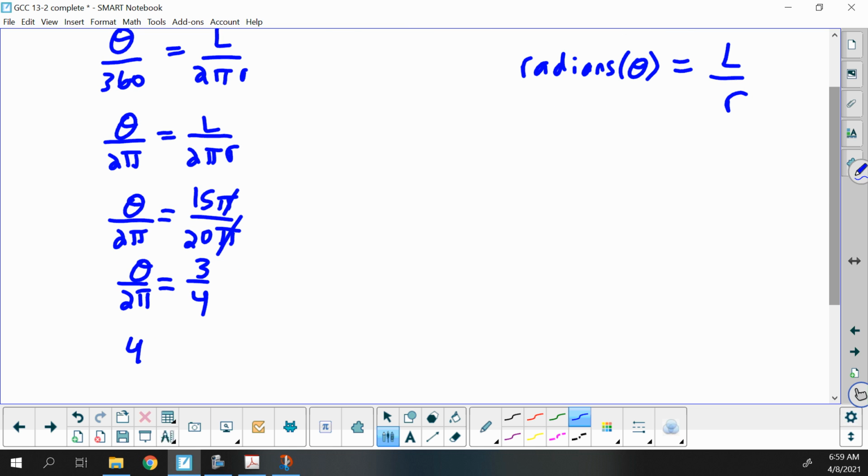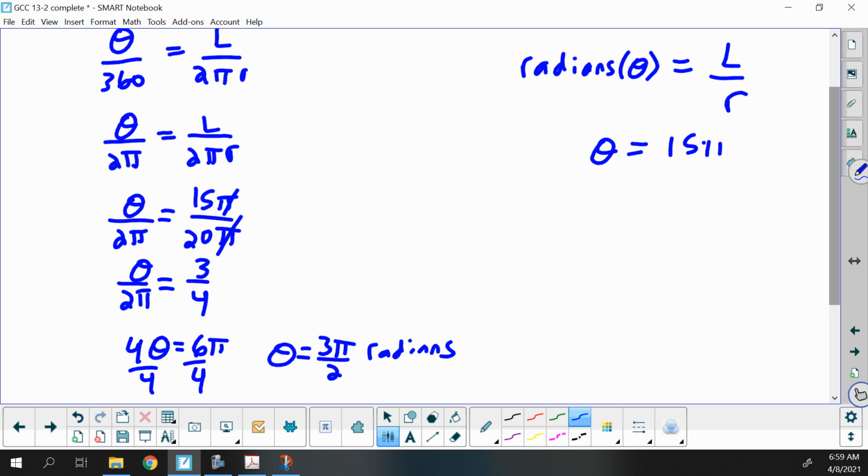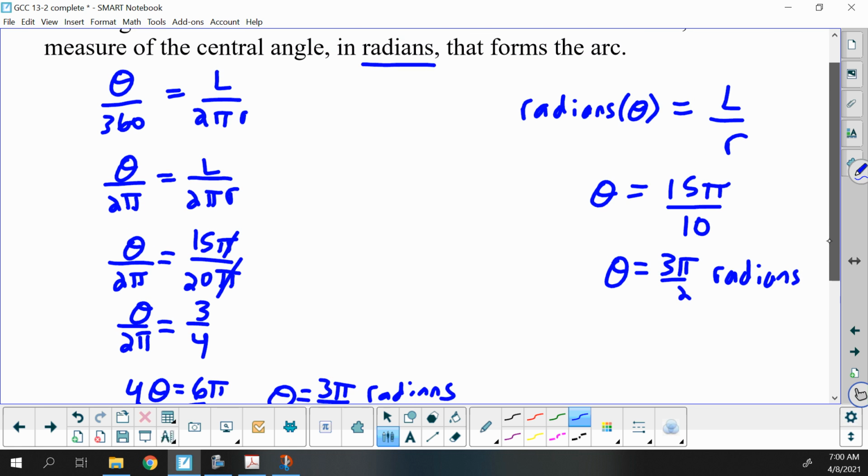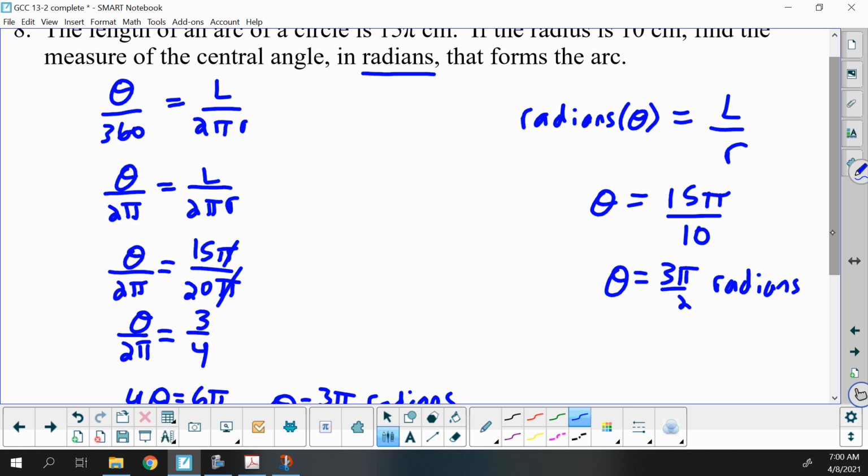If you cross multiply, we get 4 theta equals 6 pi. And if we divide both sides by 4, 6 over 4 can be divided by 2 each. So we would get 3 pi over 2 radians. Now, if we use the shortcut formula, theta would equal 15 pi, which was our arc length, over 10, which was the radius. And then 15 over 10, you can take a 5 out of each, and that directly gets you to 3 pi over 2 radians. So we do have that shortcut, but only if we're working with arc length. Okay, if unsure, just use our full proportions that we've used on the other ones.